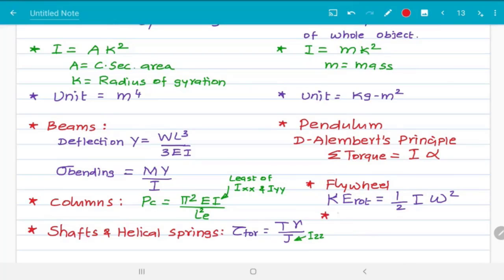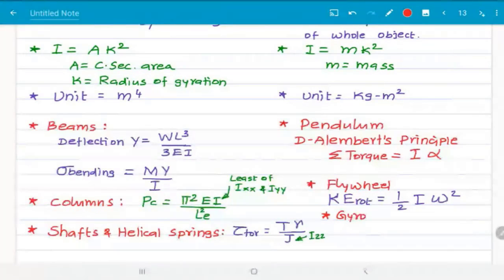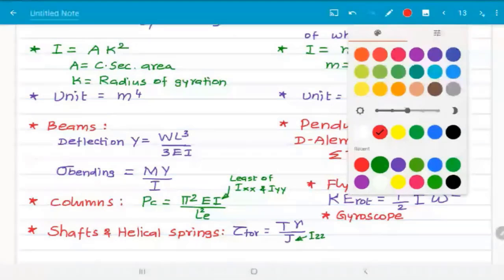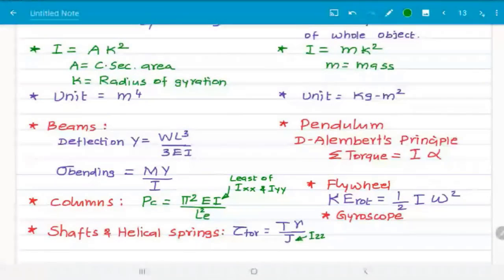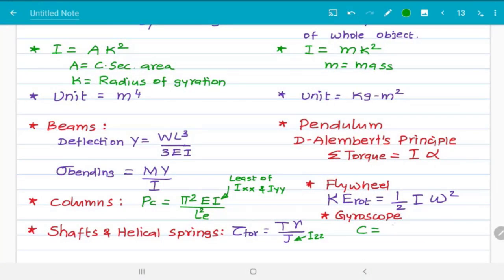In case of gyroscope, gyroscopic couple C is equal to I into omega P. This is the formula. I omega P. Right. So I is mass moment of inertia.